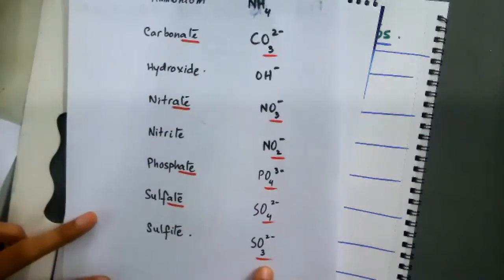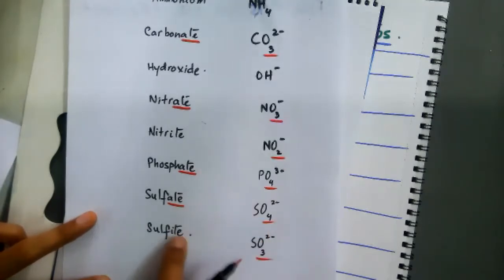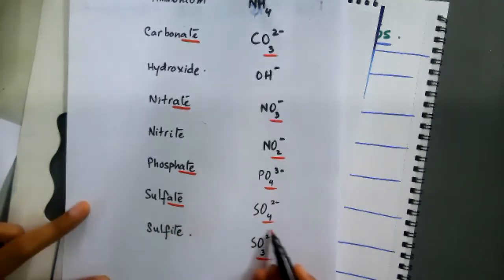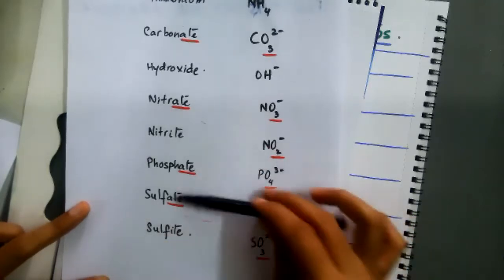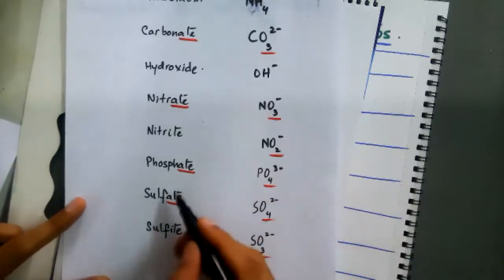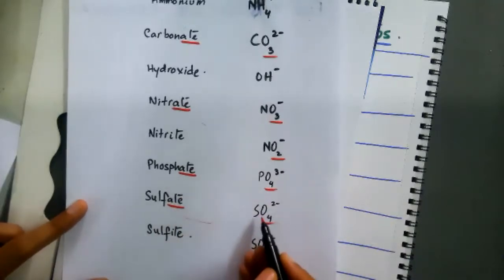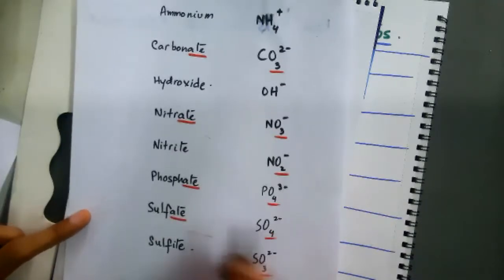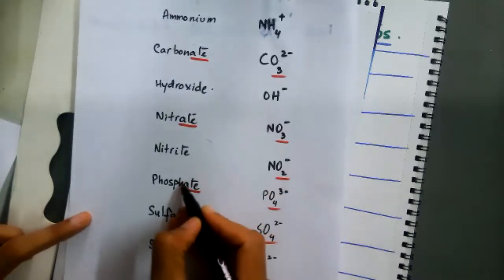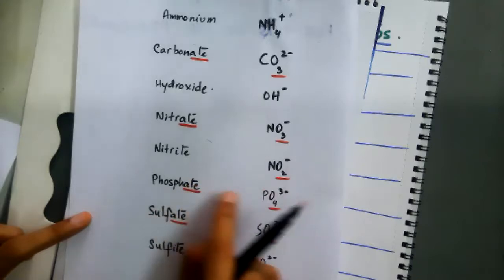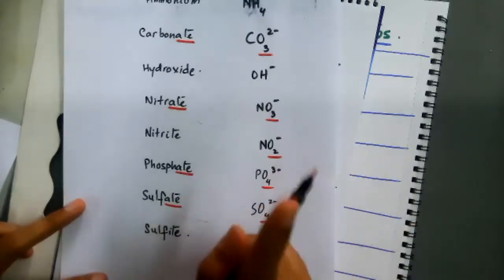Except for this one. Why? Because we already had an ate, and so this is a different thing. By the way, you won't come across this very commonly, not at grade 6 and 7. But later. So I will not confuse you with this, but you should know that usually the ions that have oxygen in them, most of them have ate with them. So whenever you come across this ate, you should know that the polyatomic ion must have an oxygen.